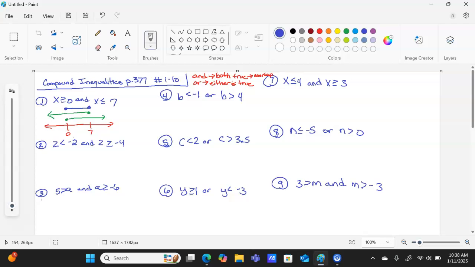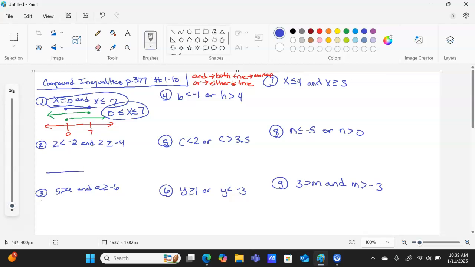So this is a trapped region. And so my inequality is going to be the x in the middle, 0 to 7. That's how you write that. Or as an and statement like this. So either one of those.